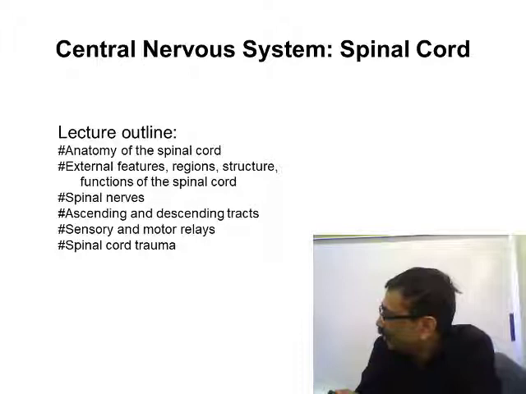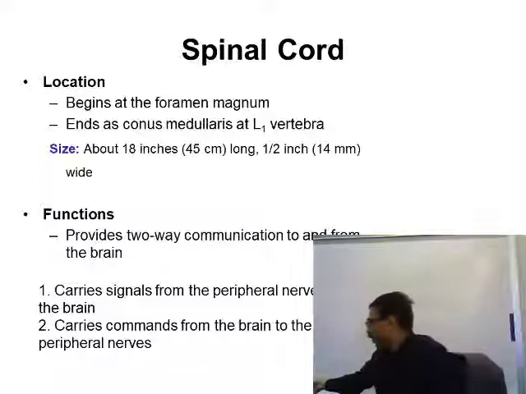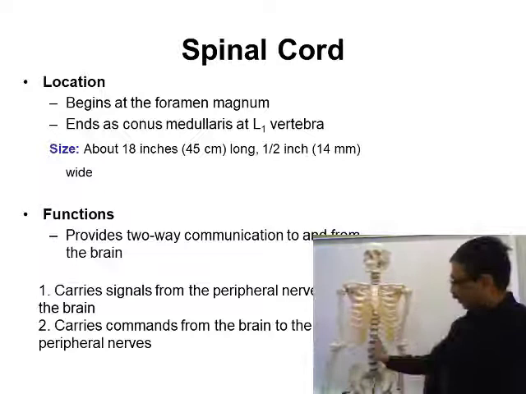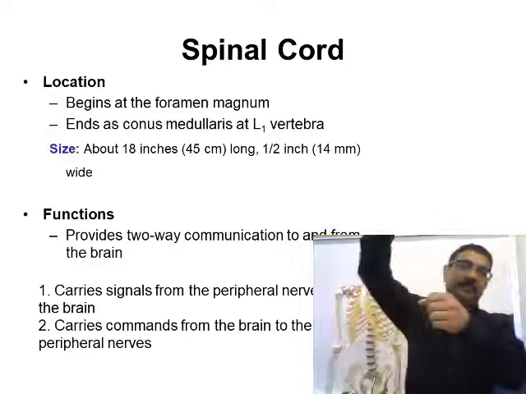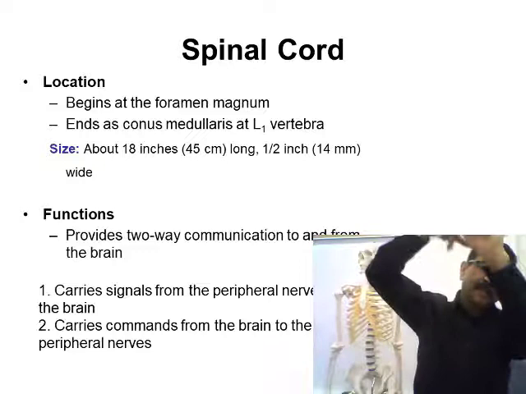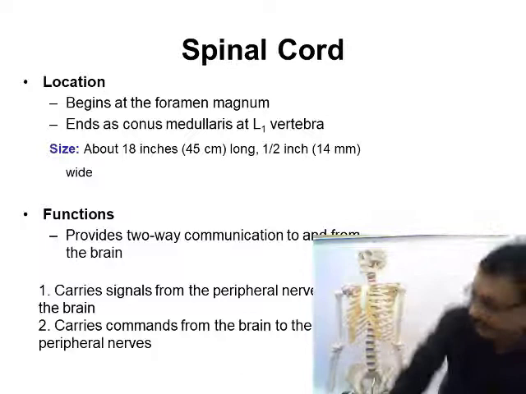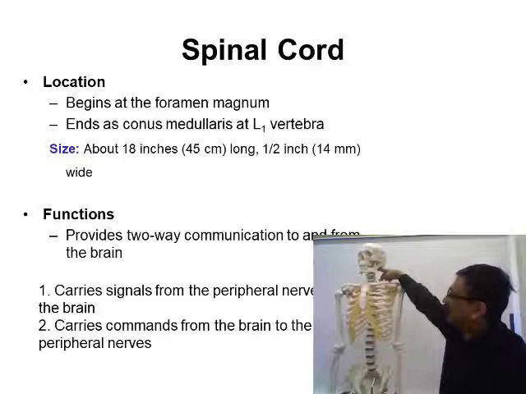First, the location of the spinal cord. Spinal cord is located inside the vertebral column, inside the spine. You all know that. You have the vertebral canal inside the vertebral column, and through that canal, the spinal cord passes. The upper end of the spinal cord is here. That means at the foramen magnum. You must remember foramen magnum here.